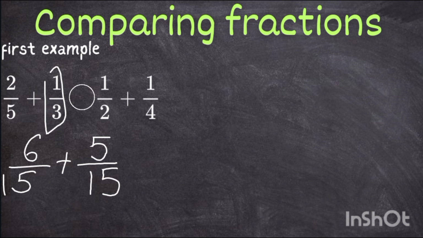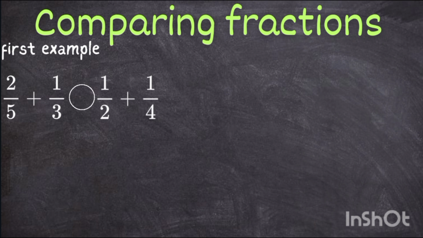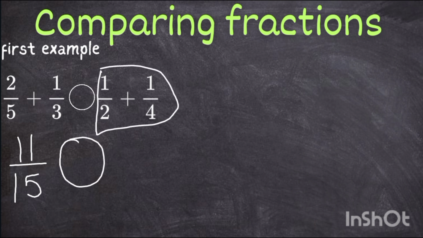Now we need to add these fractions, right? Since we now have the same denominator, we need to add the numerators. Our numerators are 6 and 5. When we add them, we are going to get 11. It means 2 by 5 plus 1 by 3 is 11 by 15. So our first fraction is 11 by 15. We need to compare that with the second fraction. Let's now simplify this.